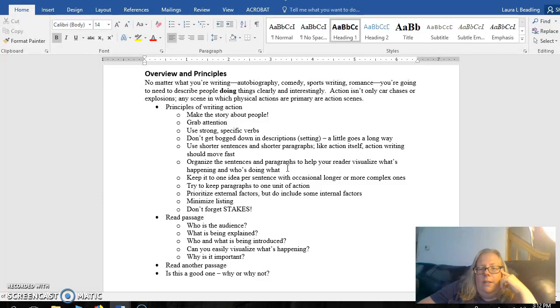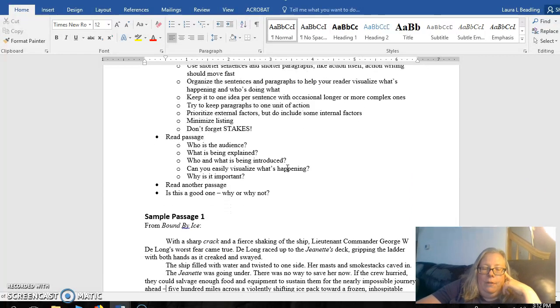We've got shorter sentences and shorter paragraphs that are well organized that helps make it easy to visualize. Yeah, so we've got a lot of external factors, but also a couple internal factors. There's no listing, and we know why this is important and what's going to make it difficult. So with that, down at the bottom of the page, that was our first passage.